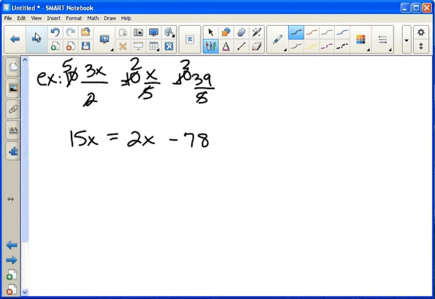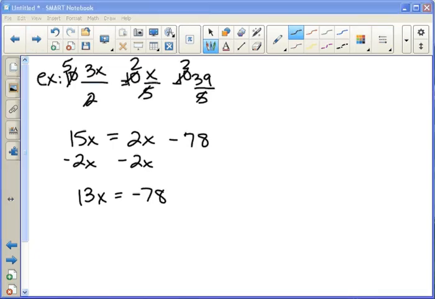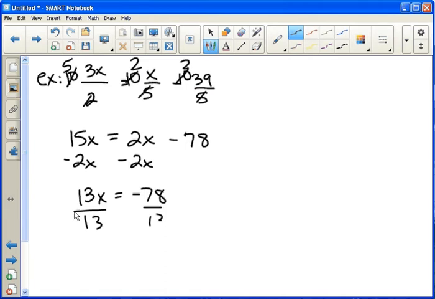And then we subtract 2x from both sides. We get 13x equals negative 78. Divide both sides by 13. You get x equals negative 6. So when there are fractions, you need to get rid of them by first multiplying everything by a least common multiple, or the common denominator, or something that will cancel all those denominators out is really what you want.